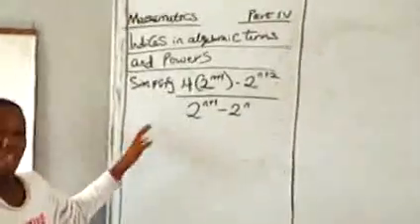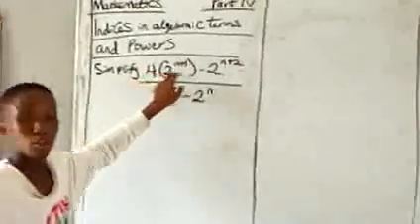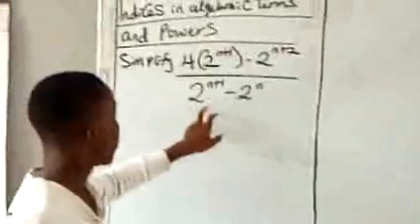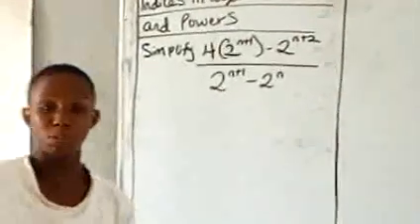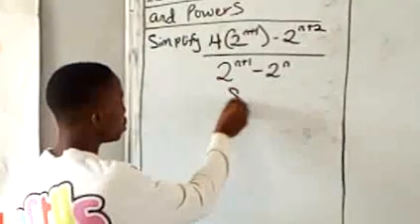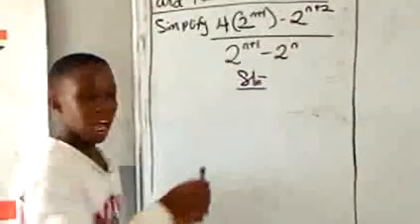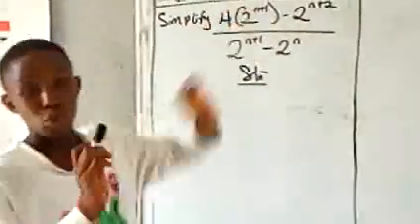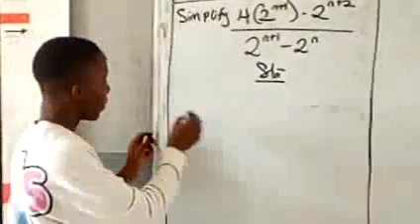Now, the question says simplify 4 into 2 raised to the power n plus 1 minus 2 raised to the power n plus 2, all over 2 raised to the power n plus 1 minus 2 raised to the power n. Now, solution, we proceed. What we are after is to bring down these numbers to their original form first.